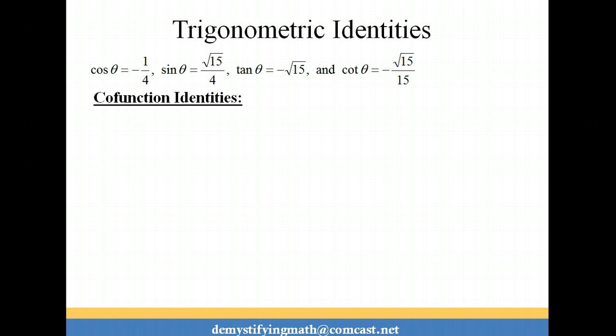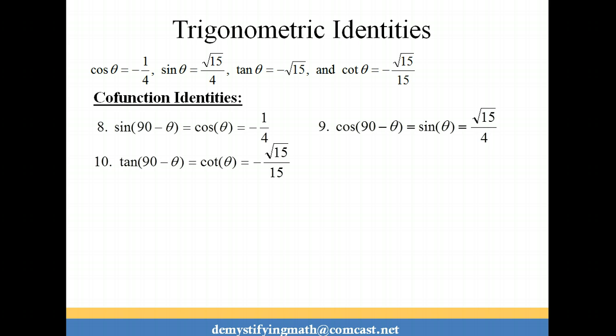So let's look at our cofunction identities. The sine of 90 minus theta is equal to the cosine of theta, so that's going to give us -1/4. The cosine of 90 minus theta is the sine of theta, so we're going to use the square root of 15/4. The tan of 90 minus theta is equal to the cotan of theta, so we have the negative square root of 15/15.